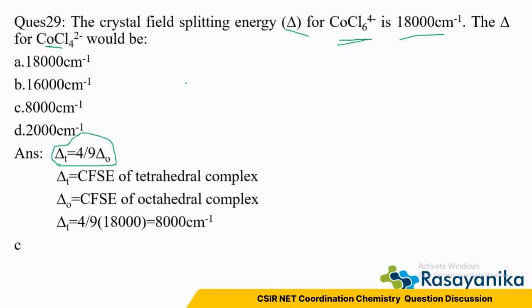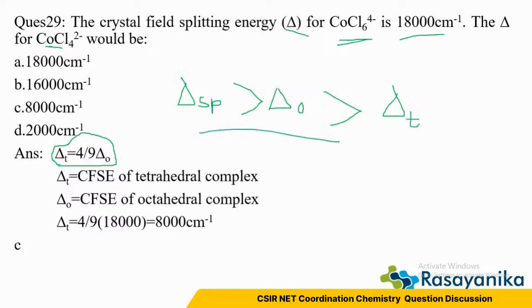You have to remember that the delta for the square planar complexes is greater than delta for the octahedral, which is greater than delta for the tetrahedral. This delta is CFSE, the difference between the t2g and eg, tetrahedral, right? Yeah. So this is the trend of CFSE. So anyway, delta T, CFSE of the tetrahedral complex, and delta O, CFSE of the octahedral complex. Delta T is 4 by 9 of 18,000. 18,000 is given to us.